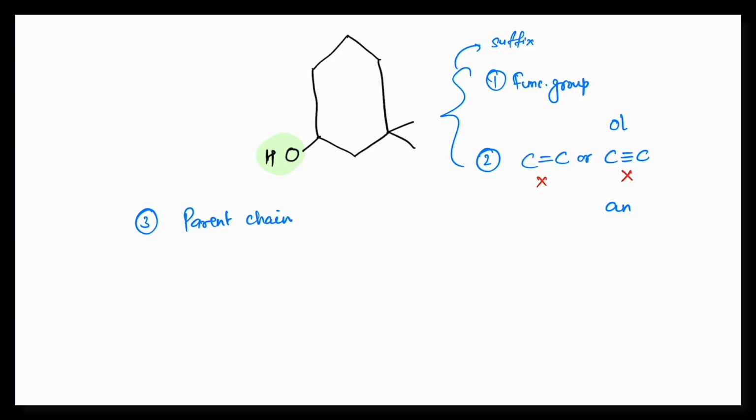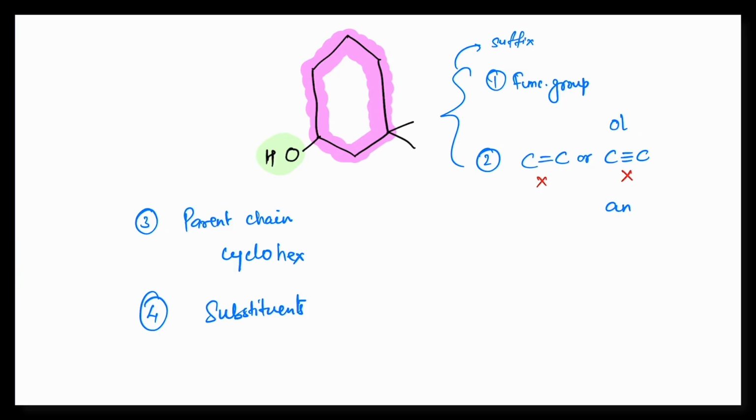Since we have a cycle, when there is a cycle present in a molecule, we try to see if we can make that our parent chain, and we can highlight it like this. There are 6 carbon atoms in this cycle, so this will be a hex, and since it's a cycle, we will call it cyclohex. Next up, substituents.